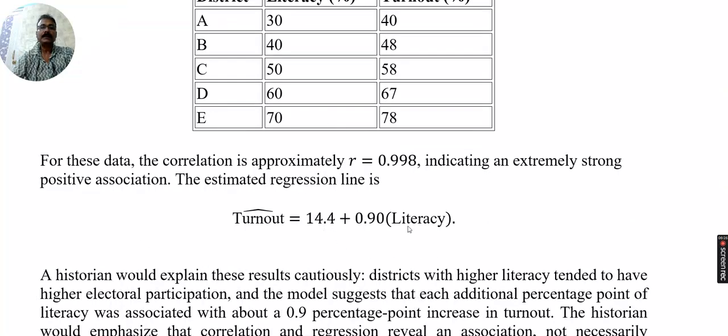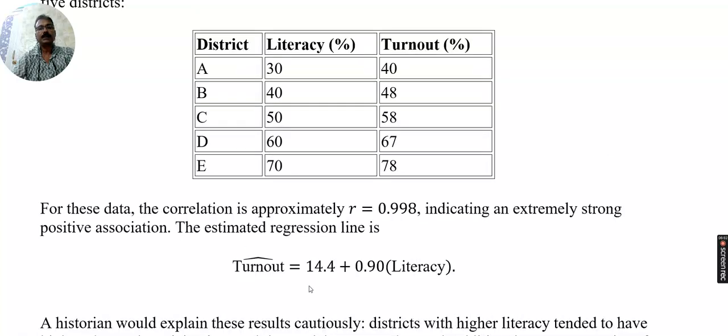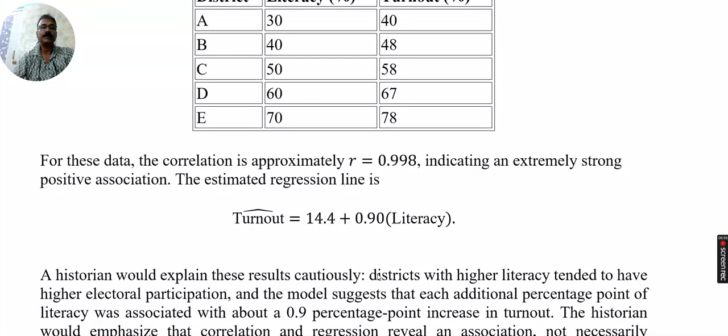So if literacy is nil, still there will be a voting turnout of 14%. People will still go to cast their vote. So this is the intercept: if the value of the independent variable is 0, this is the value of the dependent variable. And this is the slope value, 0.90. 0.90 means that with a 1% increase in literacy, the voting turnout will change by 0.90%. In this way it may be explained.